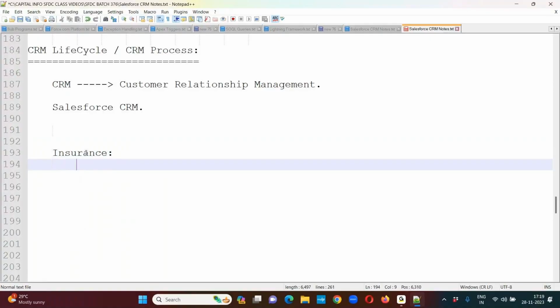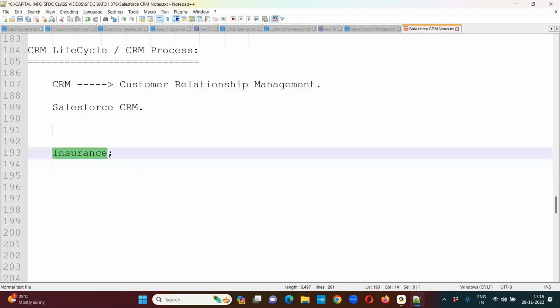Insurance. I hope everybody is aware of this word insurance. Now tell me, what do you mean by insurance? What is the benefit of insurance generally? It's like a protection. Okay. We invest the money for future purpose.